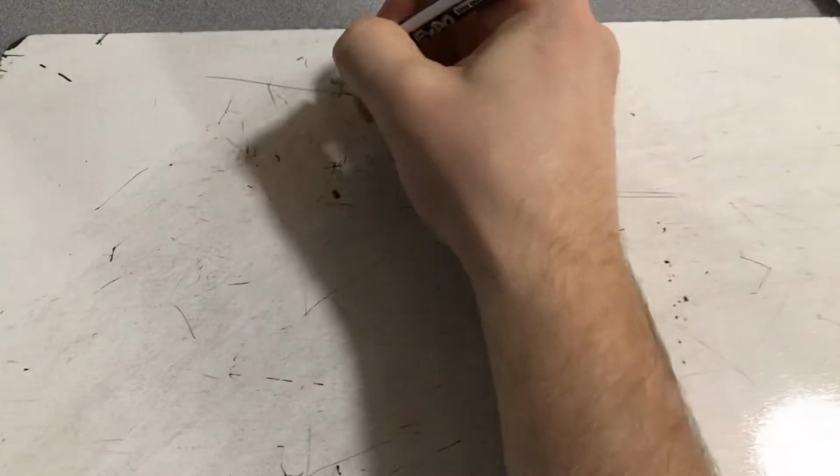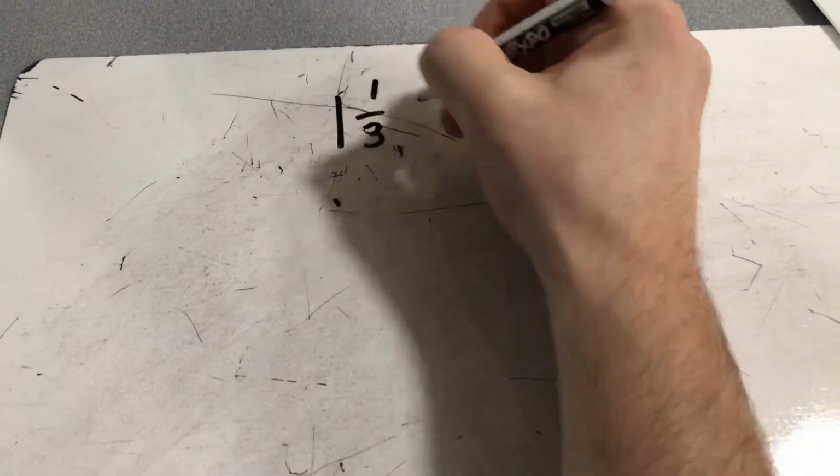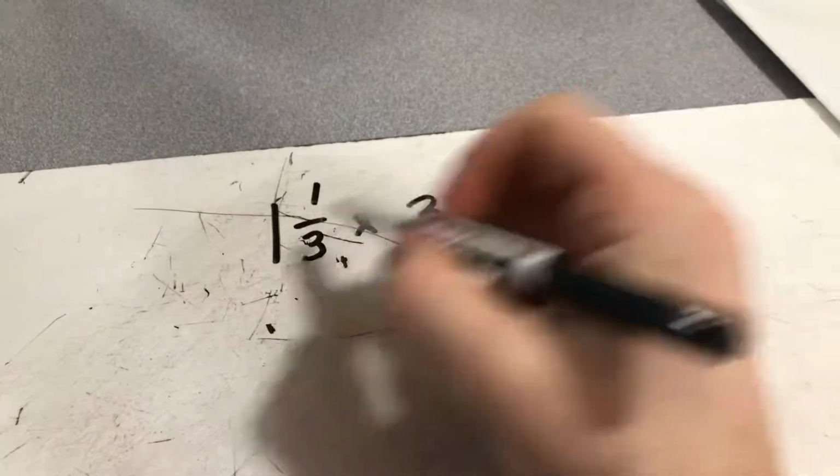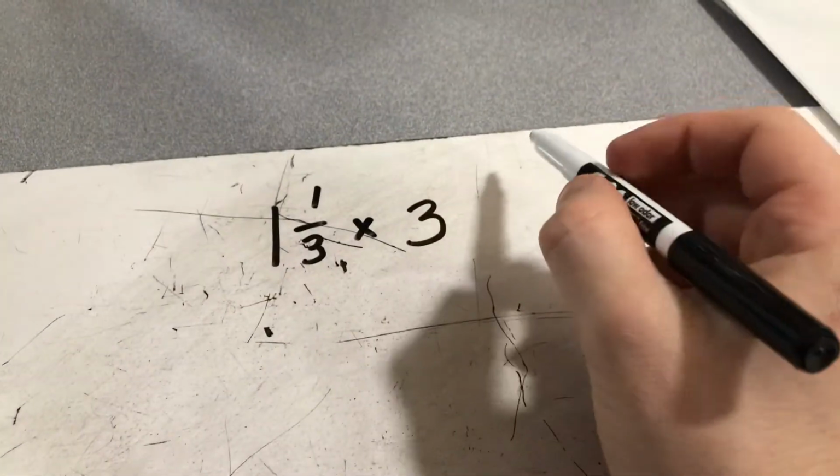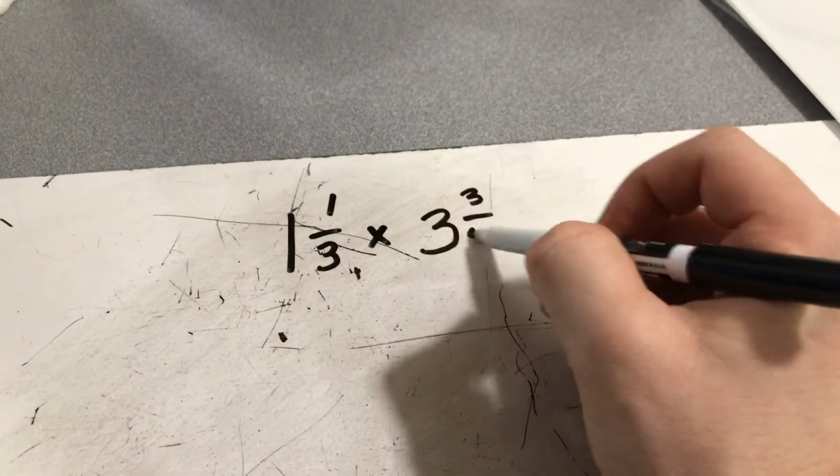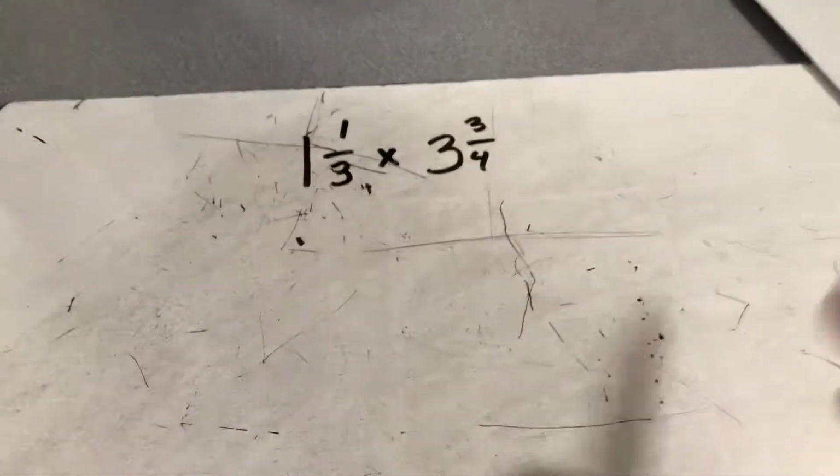Now, same problem. We're just going to do it a little bit differently. We're not going to use the area model, and this might be a preferred method for you. We've done plenty of math this year where it depends on the strategy that you want to do. So we have a length of 1 1/3. We have a width of 3 3/4. And it's going to be in inches again.